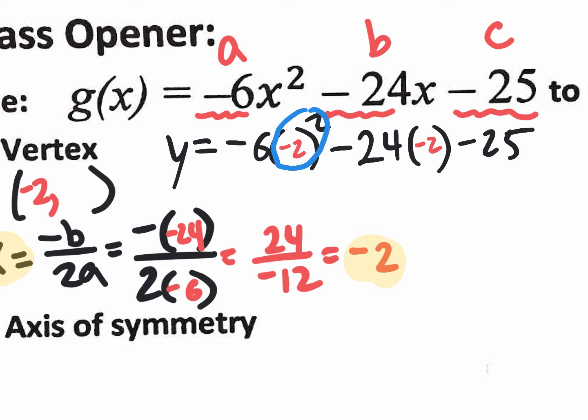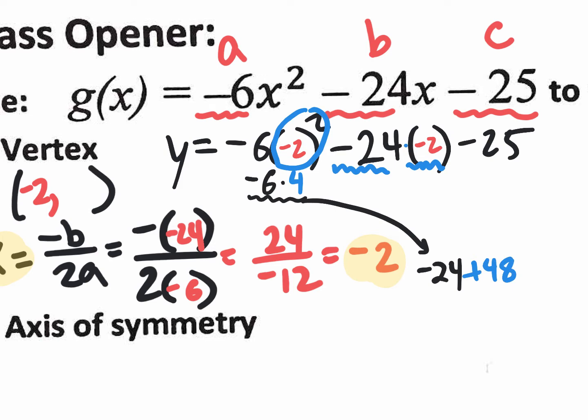We have a negative 2 squared. Negative 2 times itself is positive 4. And of course, you still have the negative 6 right in front of it. So negative 6 times positive 4, let me write it over here since I'm running out of space, that's negative 24. And then over here, I have a negative 24 times negative 2, and that'll give us a positive 48. Just wrote it down there. And of course, over here, we have that minus 25. I'm just going to rewrite it.